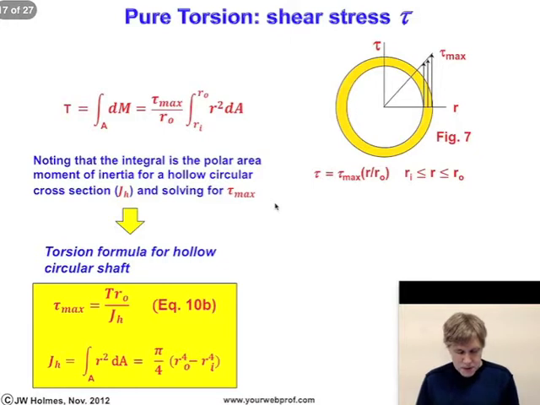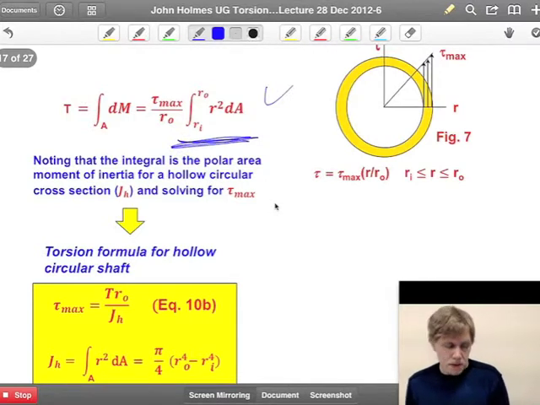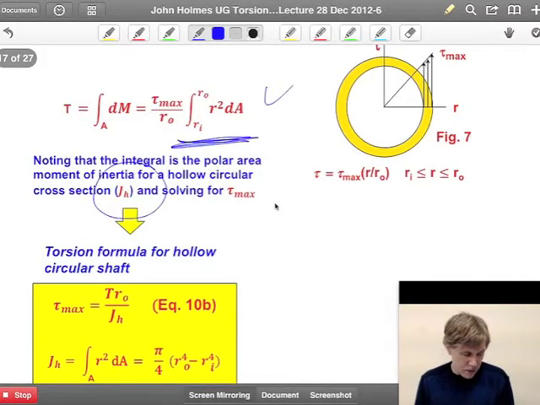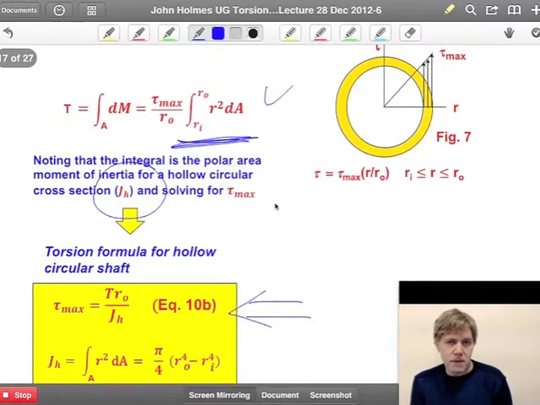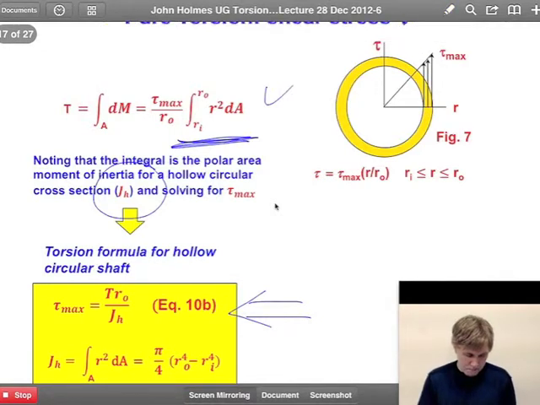All right, I've repeated that expression here again from the previous view graph. Now all we need to do is note that this integral, again back to our mathematics courses, is the polar area moment of inertia for a hollow cross-section. Let's give that the symbol JH for hollow. We now have an expression for the torsion formula for a tube. Let's call that equation 10b. Again, it depends upon the torque, the radius, and the polar area moment of inertia. Okay? So we made good progress now.